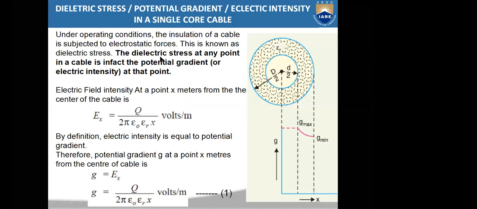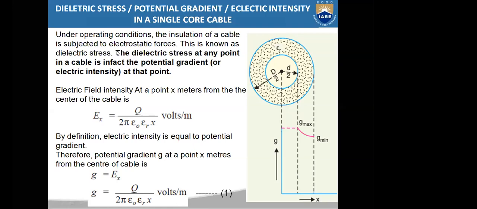Next you derive the expression for dielectric stress. This dielectric stress is also known as potential gradient or electric intensity. You are going to derive the expression to calculate the dielectric stress in a single core cable.